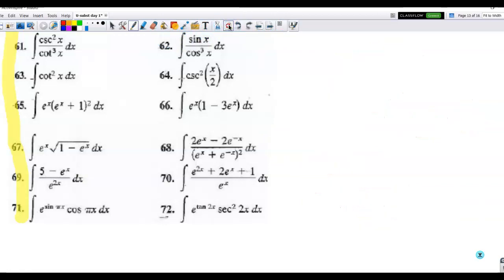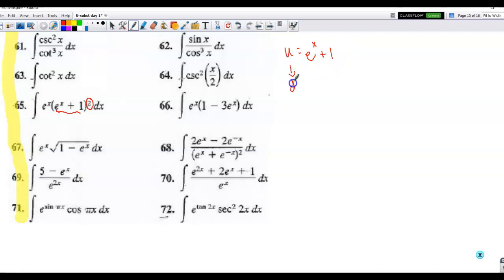All right, let's go on to number 65. We're almost done with this set. In number 65, we're back to E. Now remember I said with E, you often let U equal the power. Well, letting U equal x is never going to do any good. In this case, e to the x plus 1 is on the inside of a power of 2. So I'm going to let U equal the inside function, e to the x plus 1.